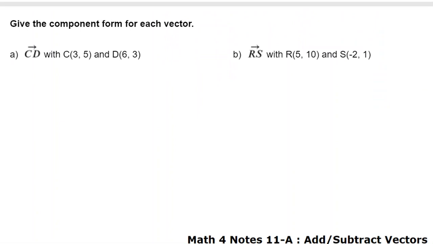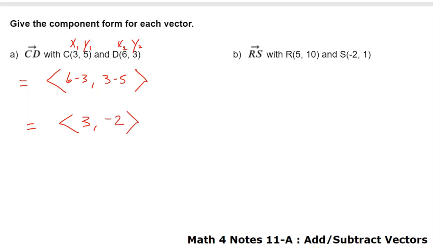All right, again, x sub 1, y sub 1, x sub 2, y sub 2, and the component form of the vector is going to be 6 minus 3 and 3 minus 5, which means 3 and negative 2. Now what this is saying is that if I were to go from C to D in that direction, in that order, I'm going to go 3 units to the right and down 2, and I should land there. And that's where my vector is going to take me from C to D.